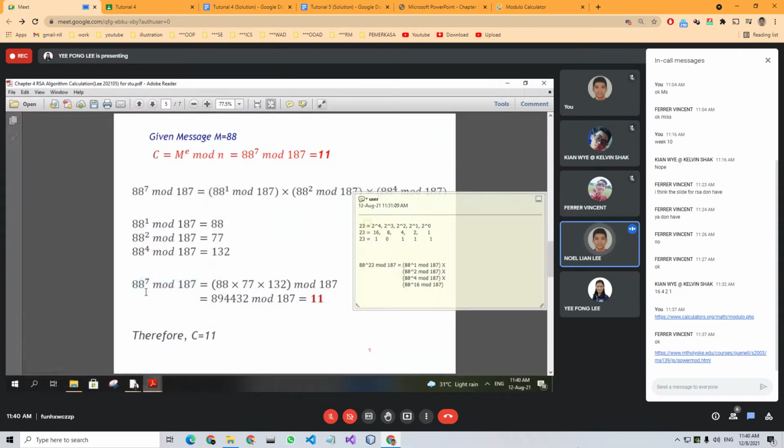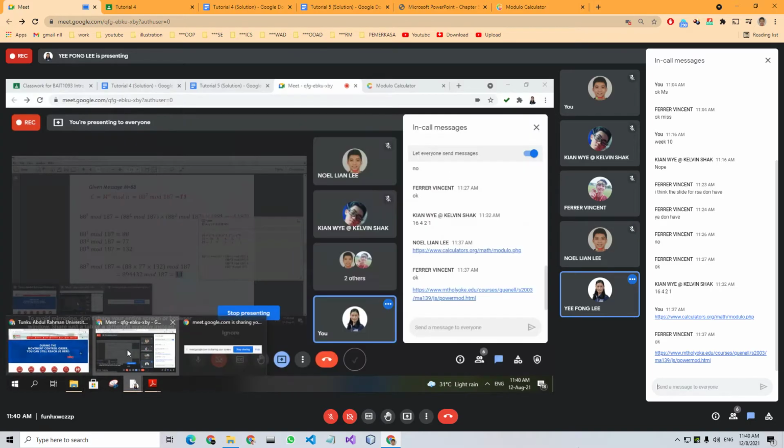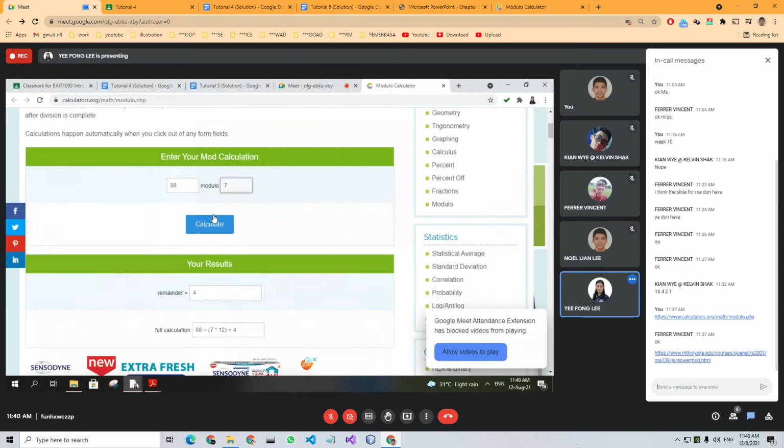If me, I split the 88 power 7 into 88 power 4. Yeah, I split. I mean, you split first and then you find the answer. If straight away from 88 power 7 mod 187 we want to find the answer, cannot. So if using this, one is missing, right? 88 power 7 modular, no, this is 88, the power is not in here. So not relevant.